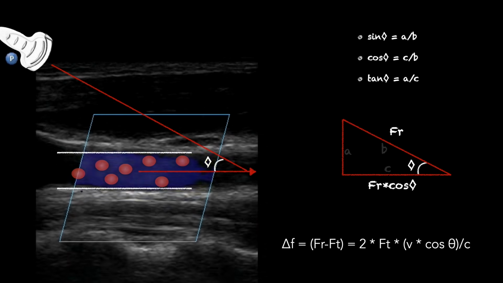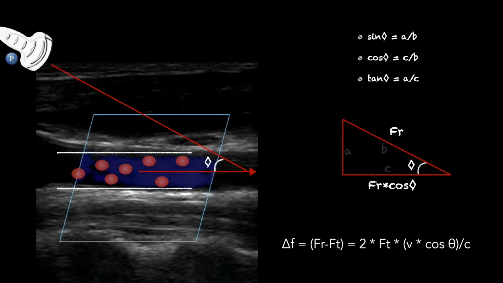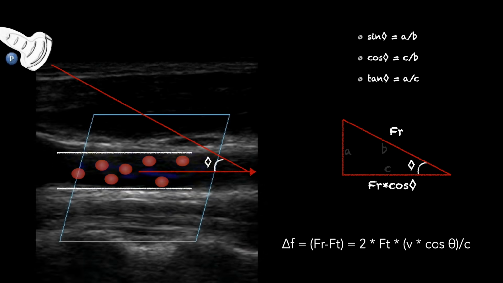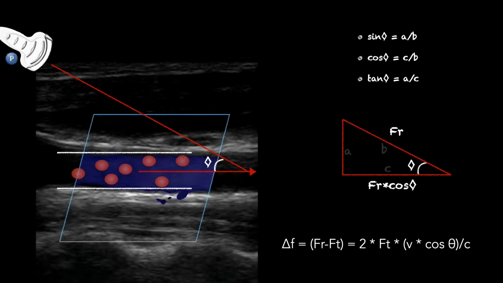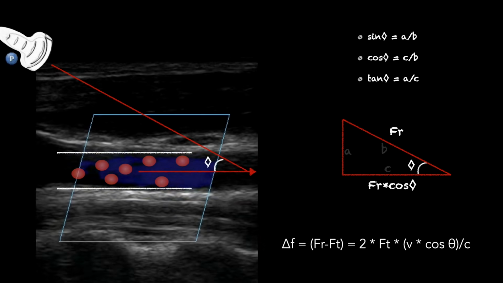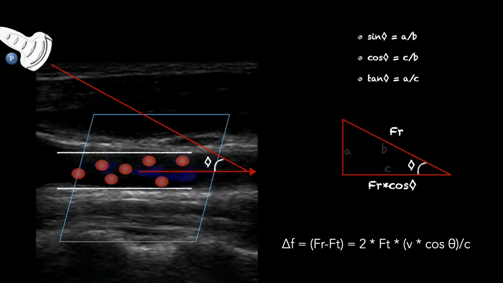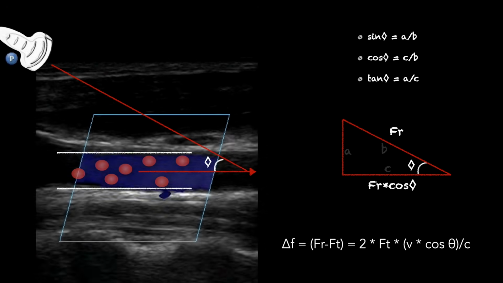We know B, we're measuring B, but we want to know C. So the math to make that happen is cosine, C over B, over the speed of sound in tissue, right? This is going to give us our final Doppler equation, right? Delta F equals 2 times the frequency transmitted times the velocity with the cosine adjustment over the speed of sound in tissue, right?